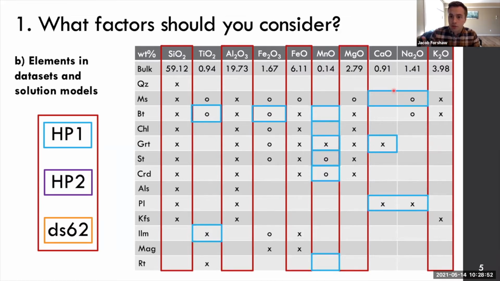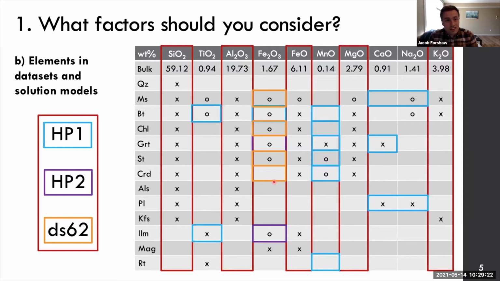If we look at HP2, which is a slightly newer set of models, you see more ferric iron end-members here for garnet and ilmenite that may or may not be important. And then in dataset 62, we add lots of ferric iron end-members, especially for muscovite, chlorite, staurolite, and cordierite. So you've got to make a decision about which of these datasets you use and which one provides the end-members that are most appropriate or important for your modeling. They're the two main factors that I consider.